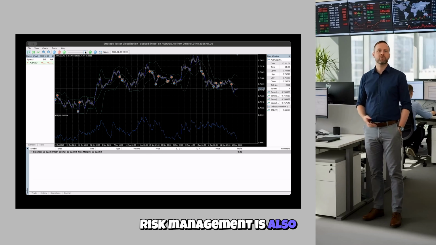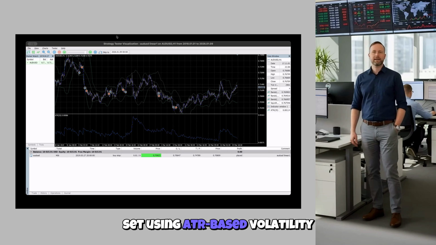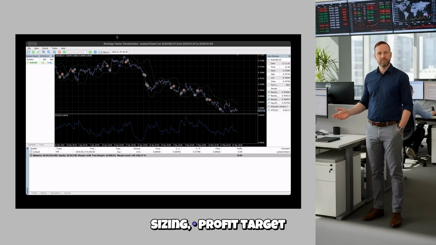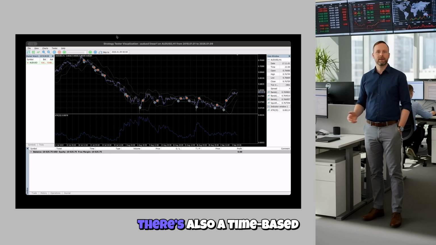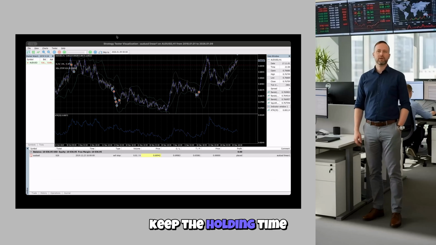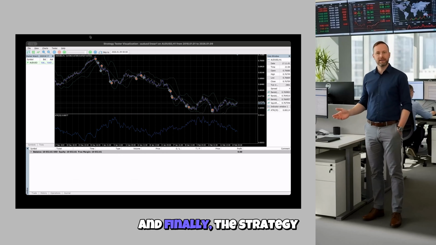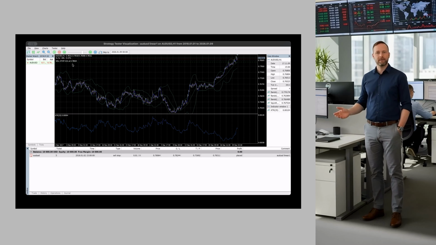Risk management is also volatility aware. Stop loss is set using ATR-based volatility sizing. Profit target is defined as a percentage move. And there's also a time-based exit after a fixed number of bars to keep the holding time controlled. And finally, the strategy includes a Friday exit, so positions are not held into the weekend.